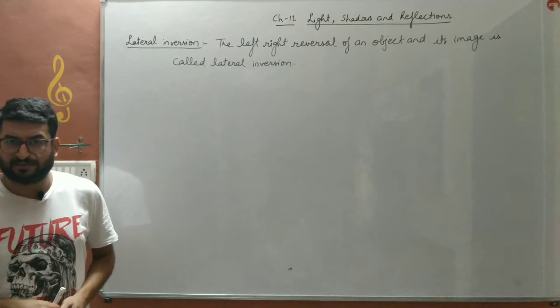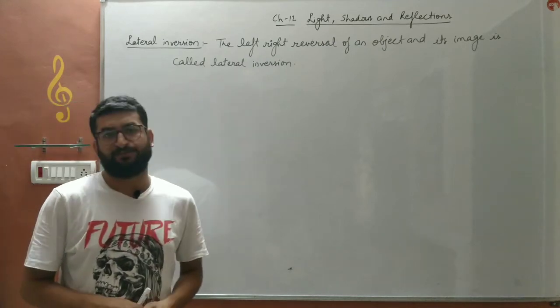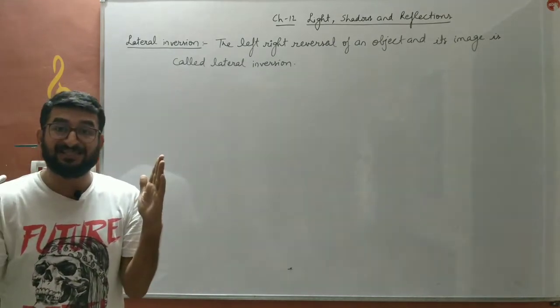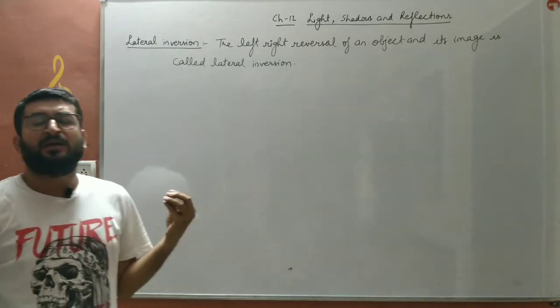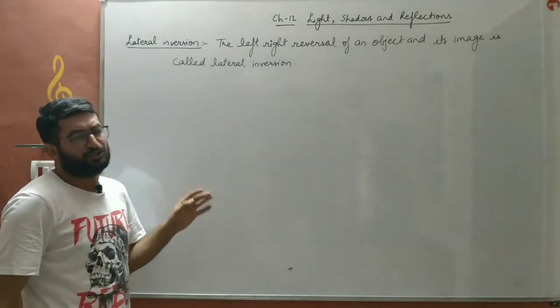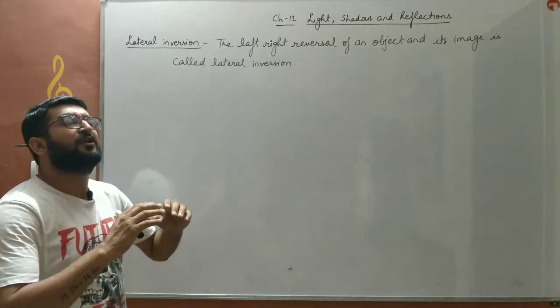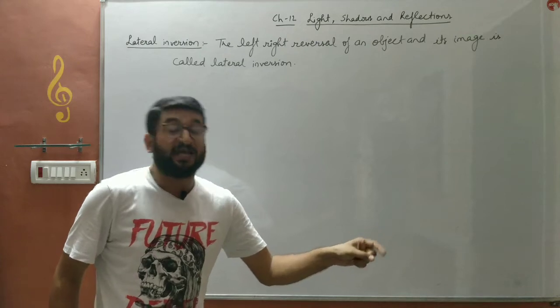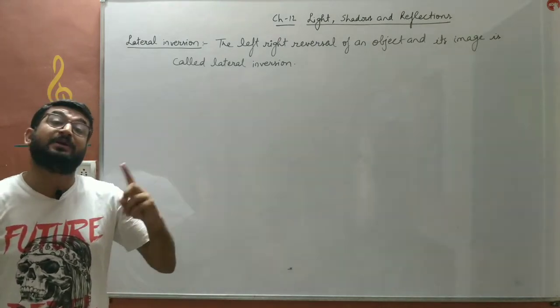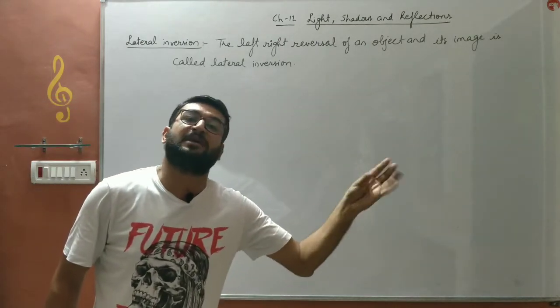Now we will discuss lateral inversion. Lateral means sides, inversion means to invert them. It is the phenomenon in which the left side of an object becomes right in its image, and the right side of an object becomes left in its mirror image.